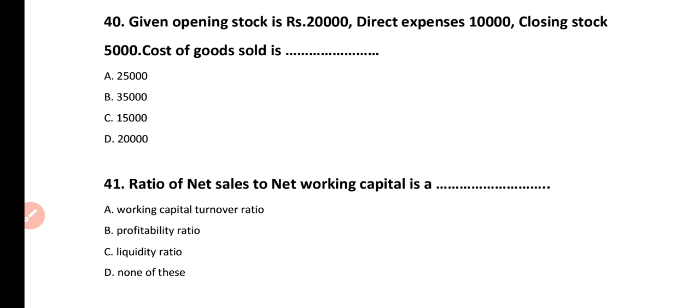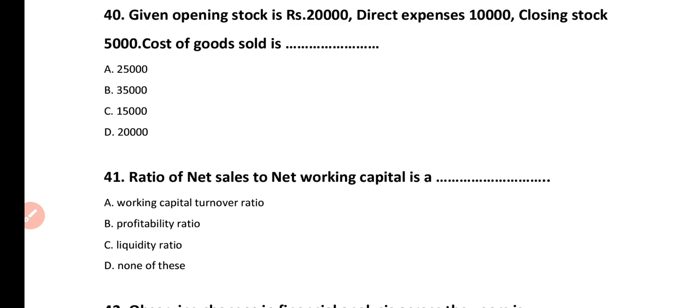Given opening stock is 20,000, direct expenses 10,000, closing stock 5,000. So cost of goods sold is 20,000 plus 10,000, 30,000, minus 5,000, 25,000. So the correct option is option A, 25,000.